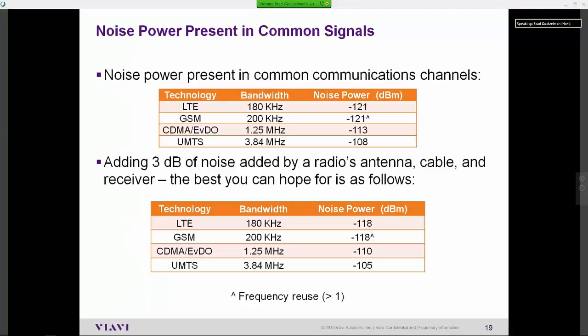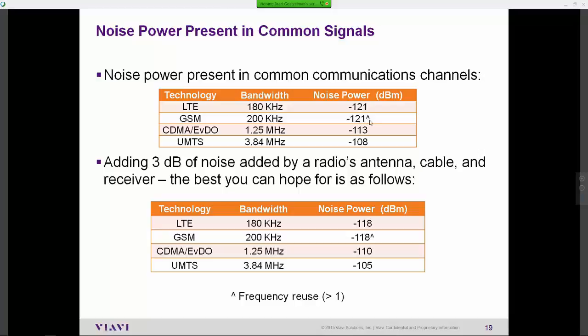So this gets back to that KTB equation that we talked about earlier. The noise power present in common communication channels. Notice LTE, that's approximately 180 kilohertz bandwidth, very similar to GSM, 200 kilohertz bandwidth. Their KTB starting point is a neg 121.